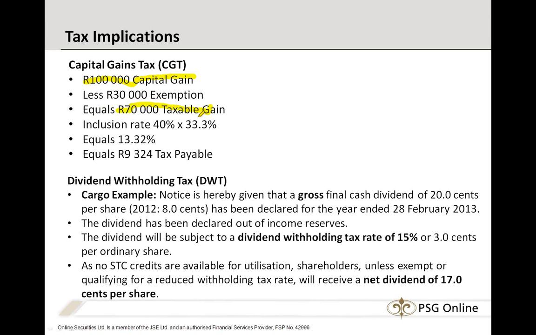They have an inclusion rate. It works on 33% at the moment. So let's work on the maximum. Let's say, for example, you're on a 40% tax rate. 33% of that 40% tax rate, the maximum you'll be paying is 13.3% tax on your 70,000 Rand gain. So in this situation, 9,324 Rand will be paid in tax. That's on capital gains. So that's just the things you have to take into consideration.